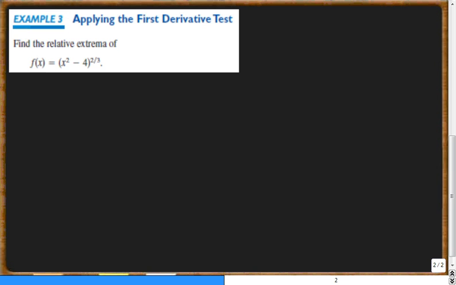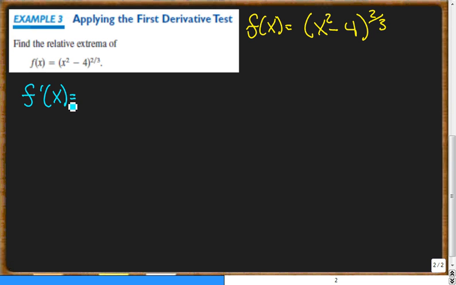Next one we can look at is find the relative extrema of our function. So we've got f of x equals (x squared minus 4) to the 2/3. So kind of a weird, strange little function here. But again, we go about it the same way. We're going to find f prime of x. And this one's going to take a second, so you're going to have to do the power rule first.